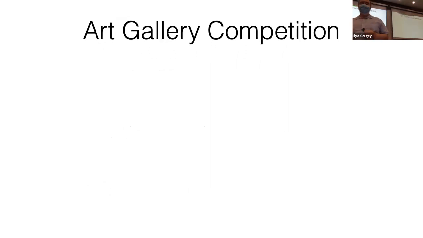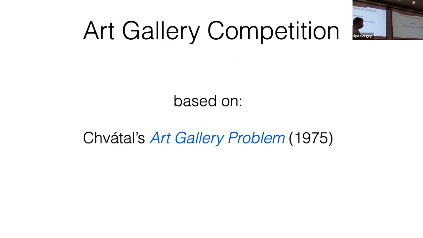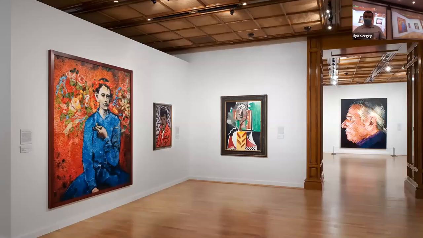So the art gallery problem is actually a pretty old problem, coined by, I think, Czech mathematician Václav Chvátal in 1975. That's much older than me. So here's the problem. You have an art gallery with precious pieces of art. You want to guard them. You want to place guards, or rather security cameras, in this gallery, so that it all would be observed by these cameras or the guards.